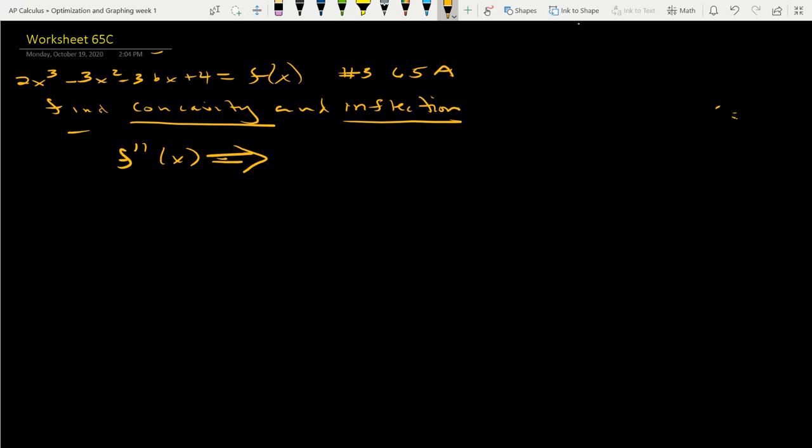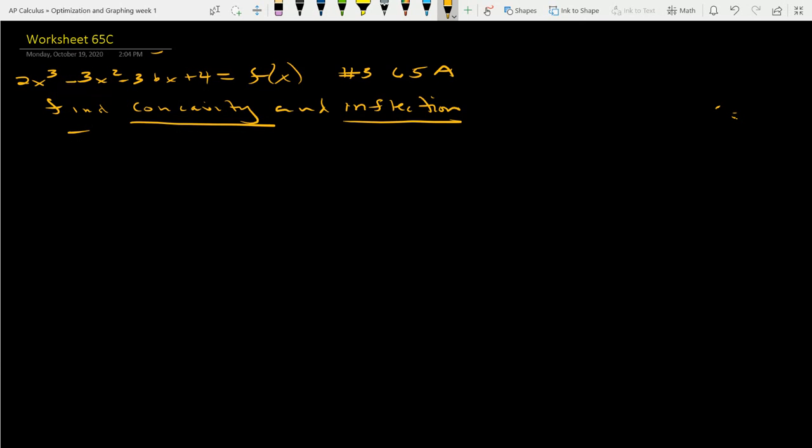I'm doing this one for 65C. The same stuff keeps coming up, but I want to talk about concavity and inflection. Those are the ones that get most everybody. So when we're dealing with these two, we have to deal with f double prime. To do that, we've got to find f prime. So we have f of x.